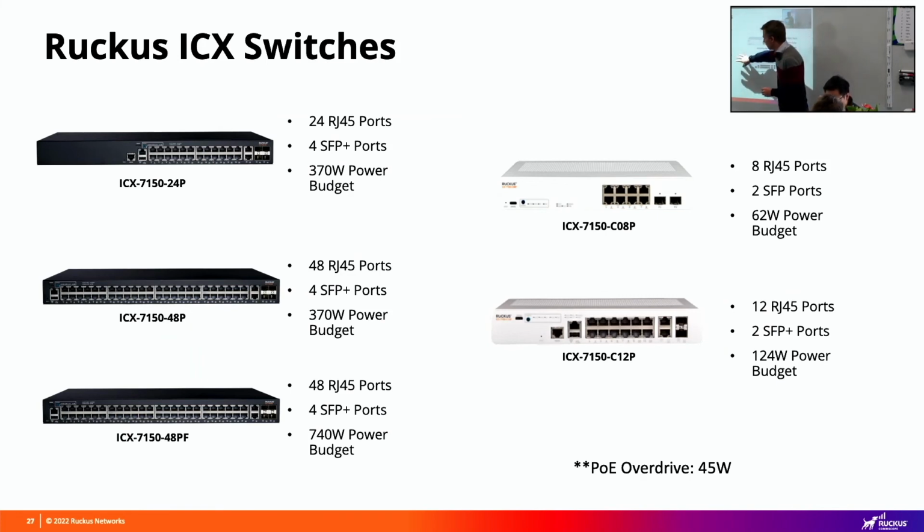There is also a model which is the 48PF. Now you notice that the P means power. We have a 24 without the P, which is not a PoE switch. And then we have the F. The F means full power. And so the PF doubles your PoE budget from 370 to 740. So at this level, we're able to output 48 ports at 15 watts or 24 ports at 30 watts.